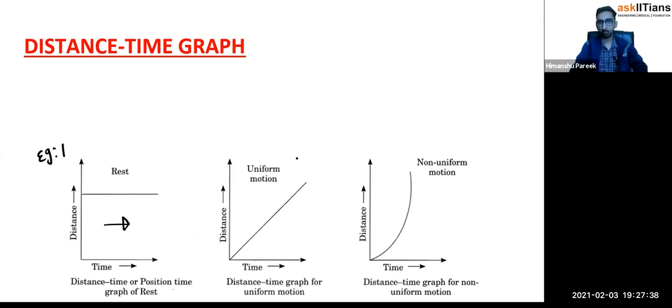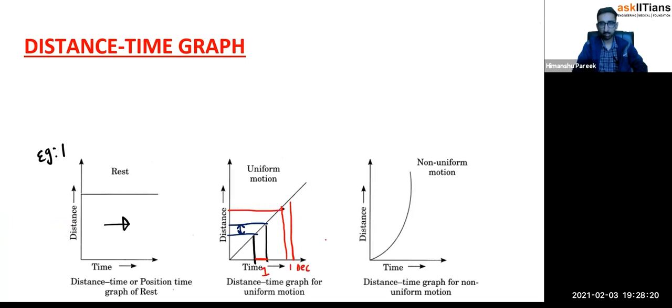Then uniform motion, if you remember, is equal distances covered in equal intervals of time. So if you take a certain time interval, suppose I have taken this time interval, and now if you see the distance covered by the body, this is the distance covered, this much. And then if you take some other time interval of the same size, let's say this time interval was of 1 second, then you should take this also as 1 second.